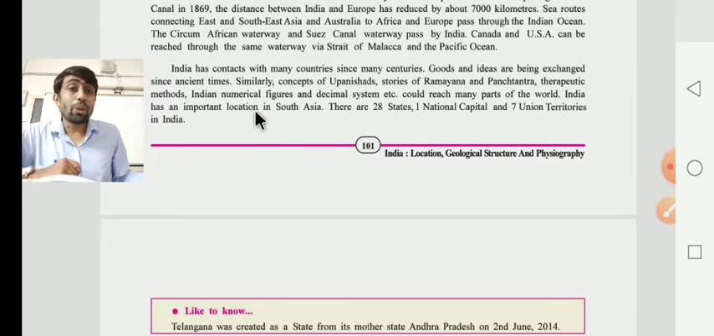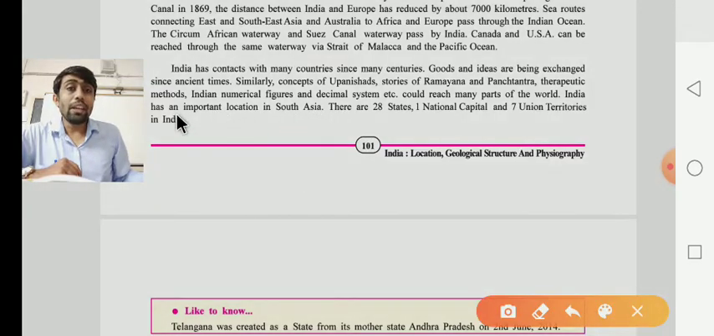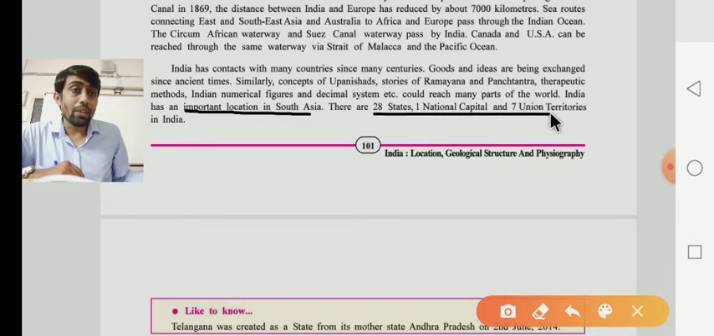India has an important location in South Asia, and we know very well, dear children, that India has an important location in South Asia. There are 28 states, 1 national capital, and 7 union territories in India, dear children.